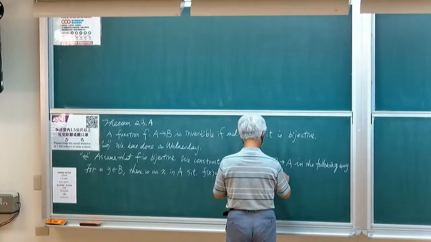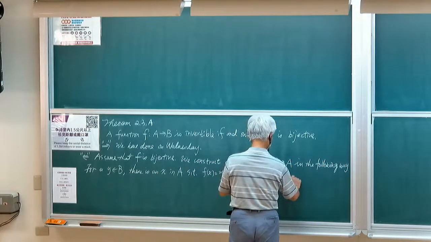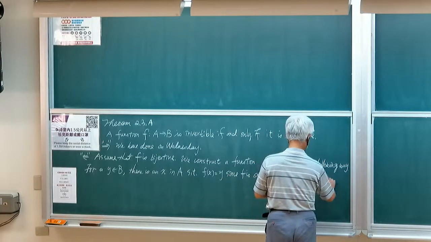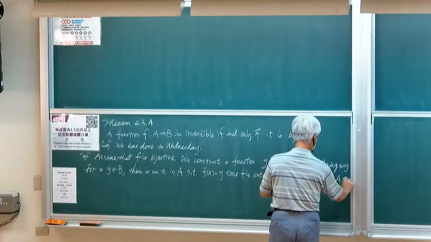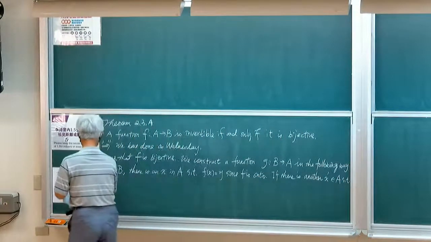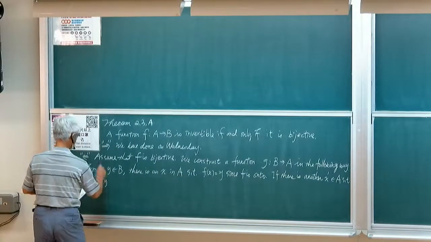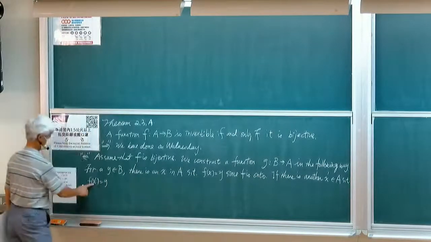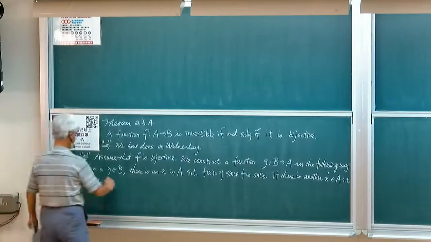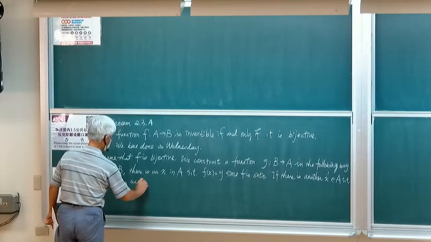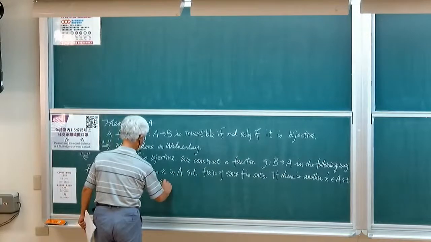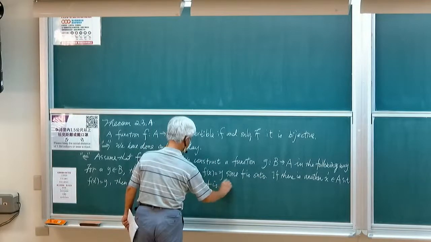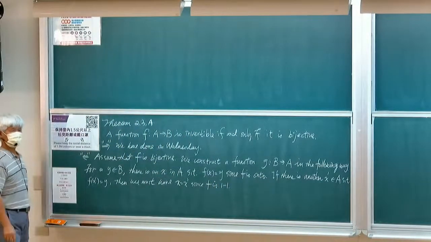Now, if there is another x prime in A such that f of x prime equals y, then we must have x equal to x prime, since f is one-to-one. Okay.